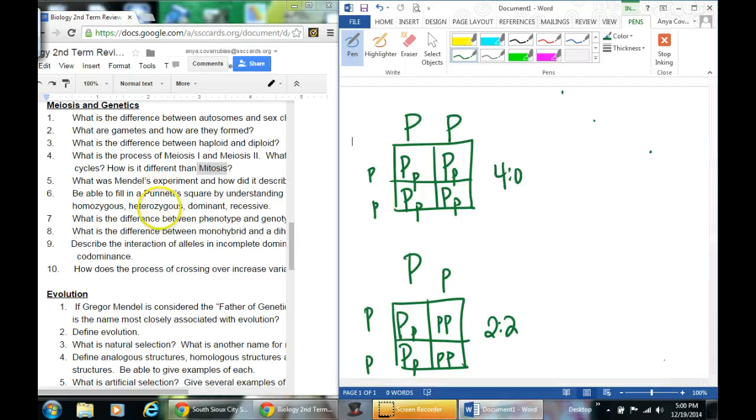Okay, so, Punnett squares by understanding homozygous, heterozygous, dominant, and recessive. We talked about those. All right, now this right here is an allele.